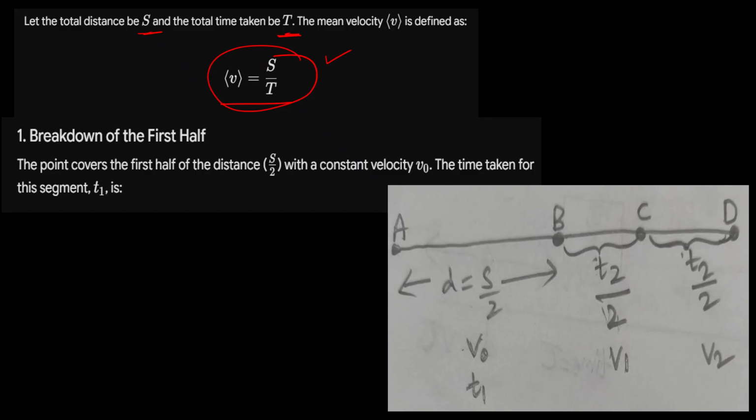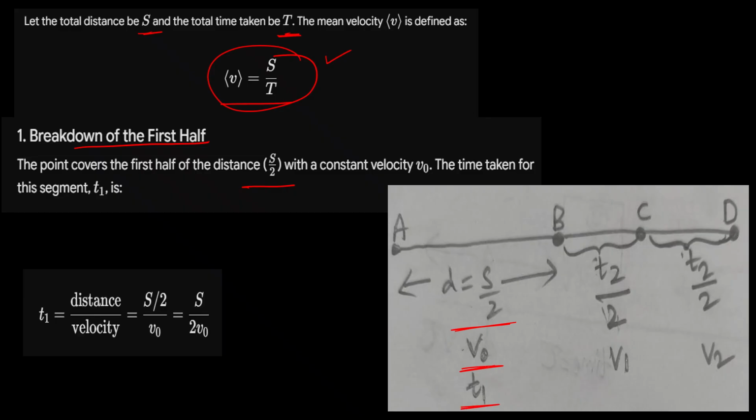Now, let's look at the first section, which I've labeled 1. Breakdown of the first half. As you can see from our sketch, the point covers the first half of the distance, which is s over 2, with a constant velocity v0. The time taken for this segment, which we call t1, is calculated by dividing distance by velocity. So, t1 is equal to distance over velocity, which is s/2 over v0, which simplifies to s over 2v0.